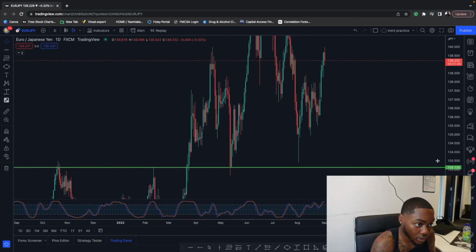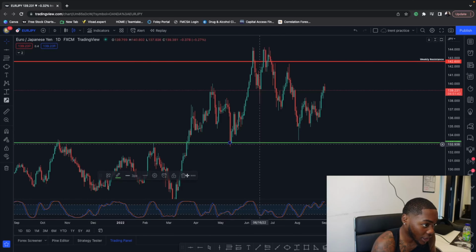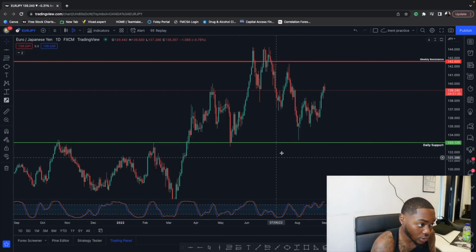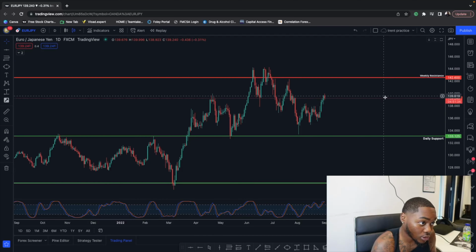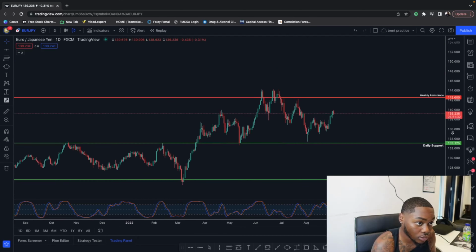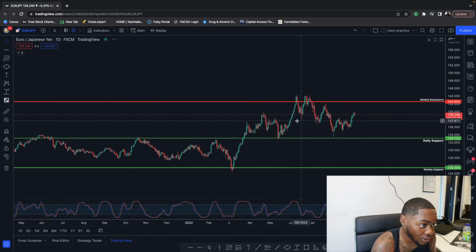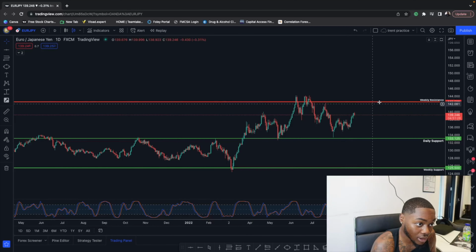So that's pretty good. I'm also going to label this as a daily support. I found it on my daily time frame, and it's also support, so I also have it green. And then I'm also going to look for any type of resistance levels on my daily time frame. I really don't see any here just because our weekly support level is here. So if there is no daily, I don't really see any confluence.